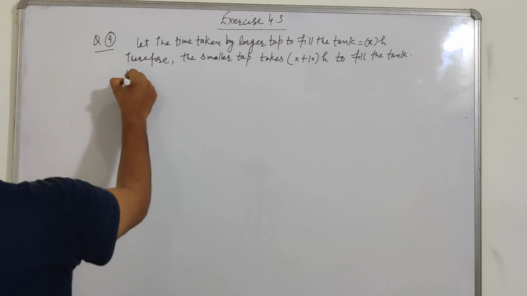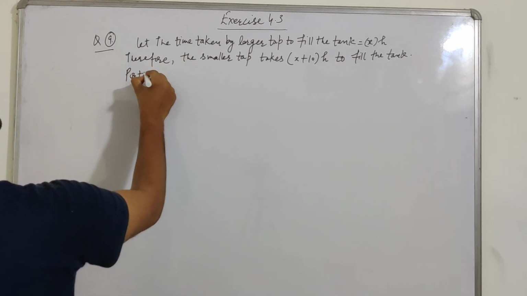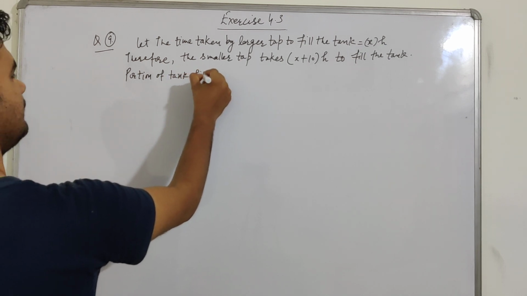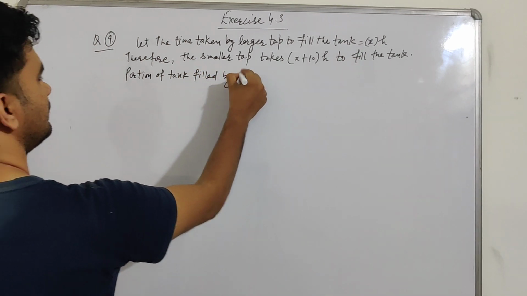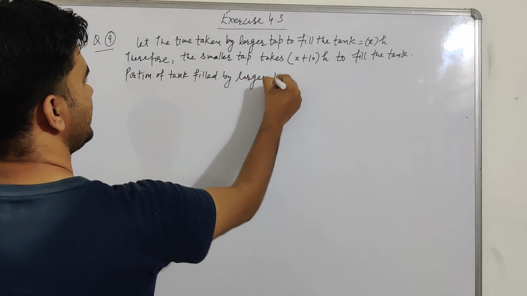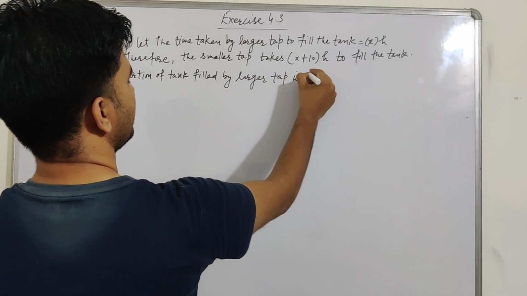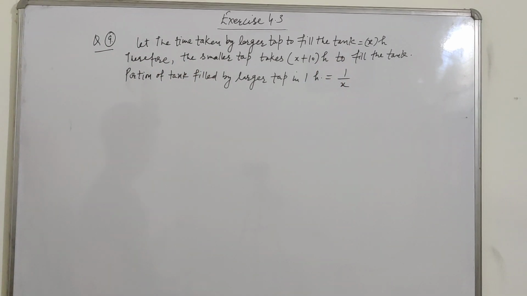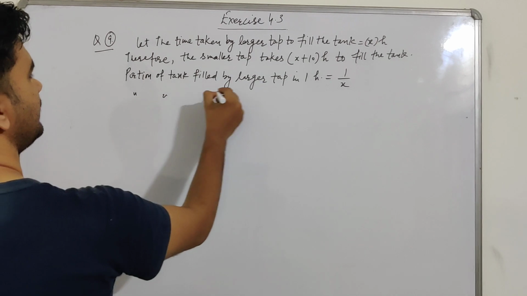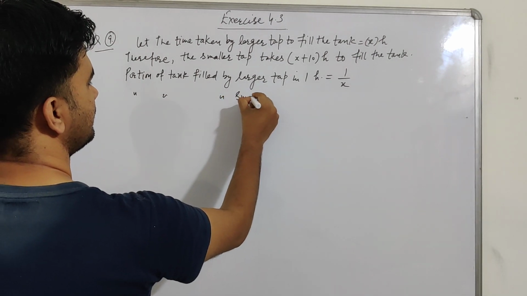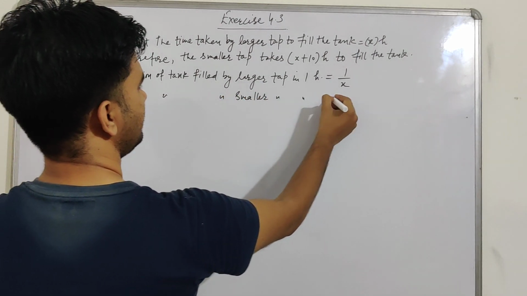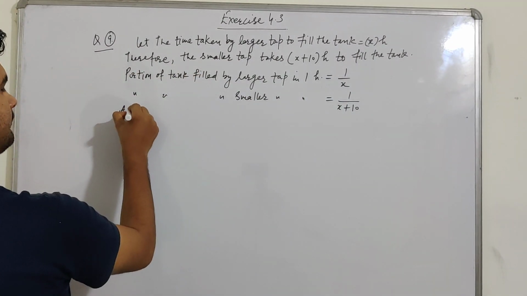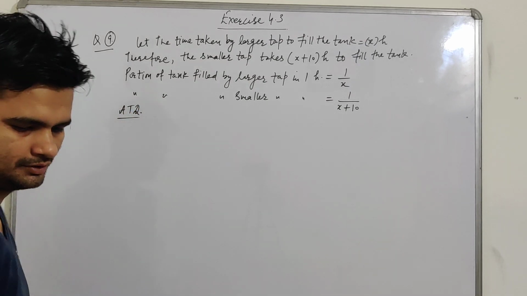So the portion of tank filled by the larger tap in 1 hour is equal to 1 over x. Portion of tank filled by the smaller tap in 1 hour is 1 over x plus 10. Now move according to the question.